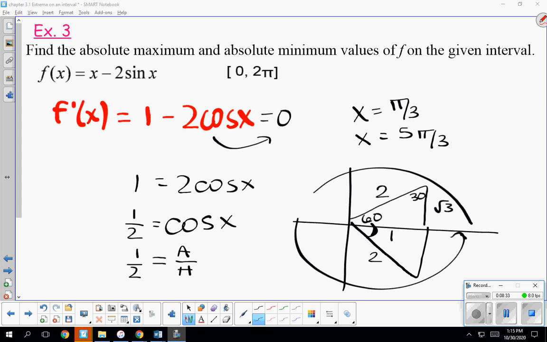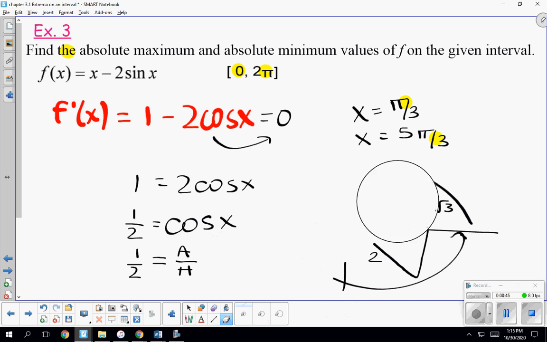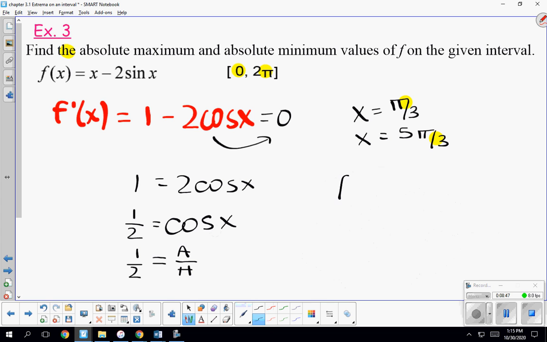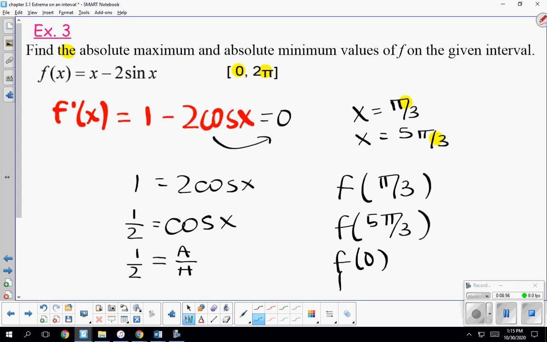And now again, I just need to see which of these is the highest and which of these is the lowest. So I have my endpoints, I have my criticals. I'm just plugging all of those into my position function. So I'm going to get rid of my unit circle here, and I'm going to find f of pi over 3. I'm going to find f of 5 pi over 3. I'm going to find f of 0 and f of 2 pi.